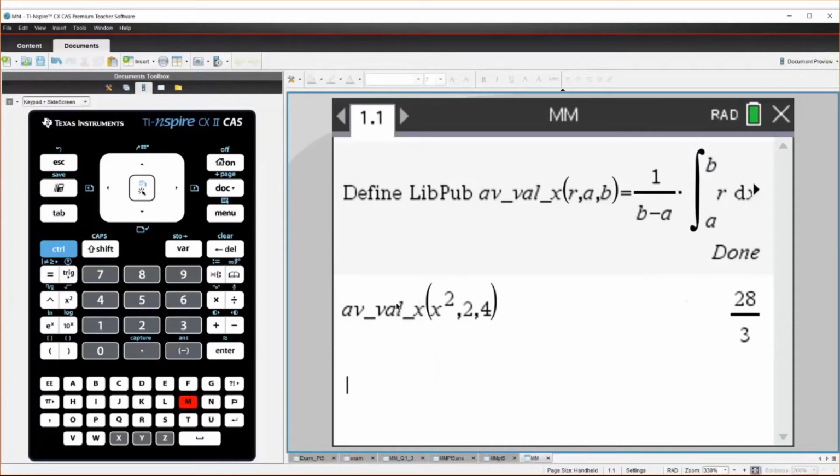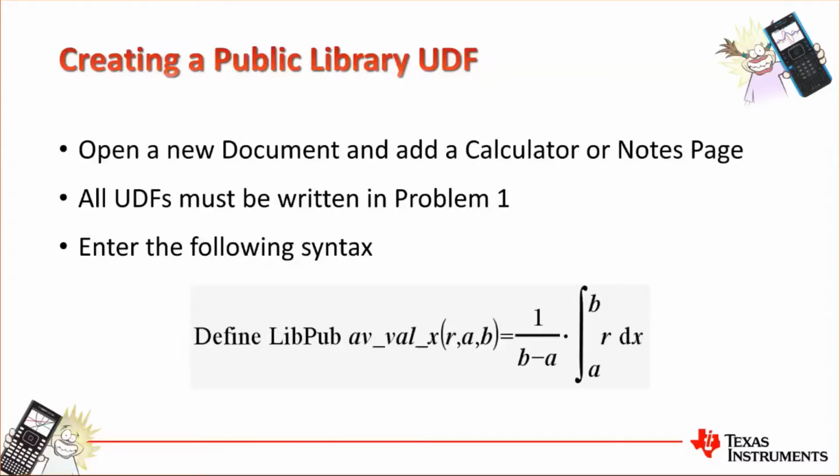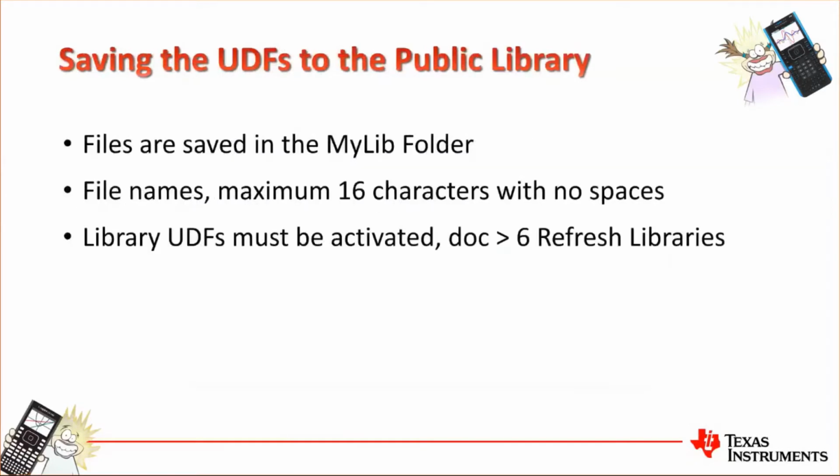And next, what we're going to do is go back and do one more step. So let's just go back to our PowerPoint at the moment. Okay, so we've got our syntax in there. It's done. Files have to be saved in the mylib folder. File names, very important: maximum of 16 characters with no spaces. Really important, no spaces, otherwise it won't work.